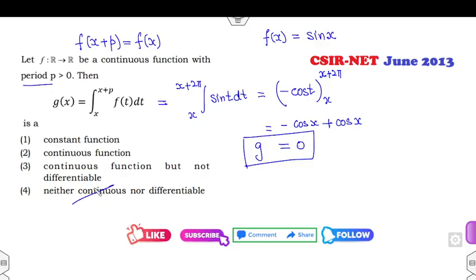Every zero function is continuous. We said not continuous, not differentiable, cross. It's a constant function, fine, continuous, fine. This is the first method.